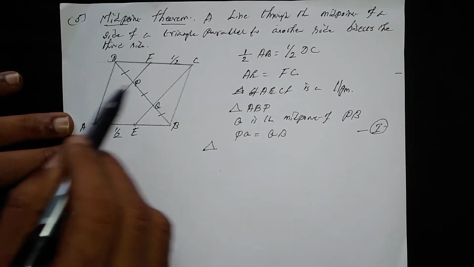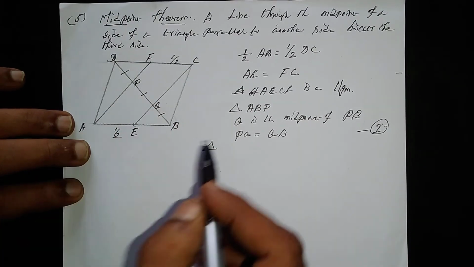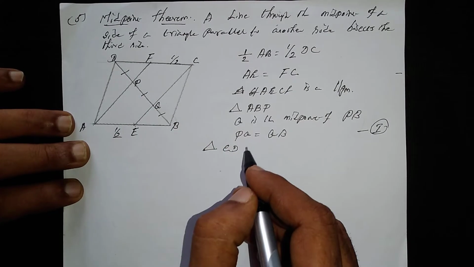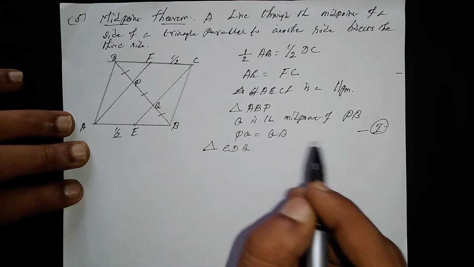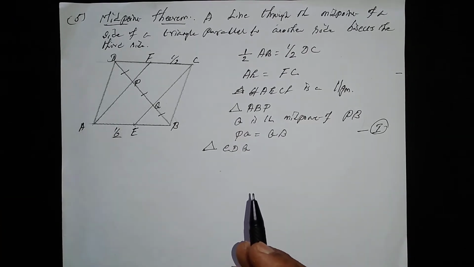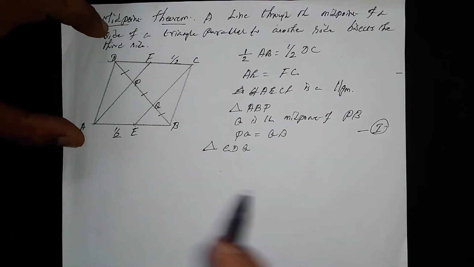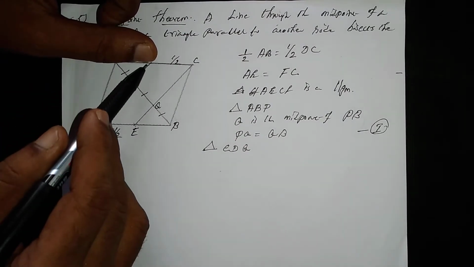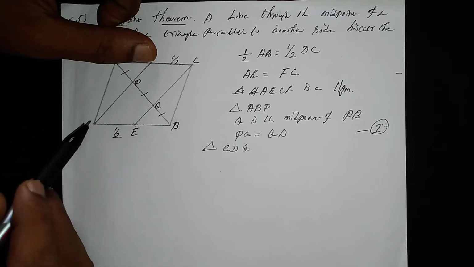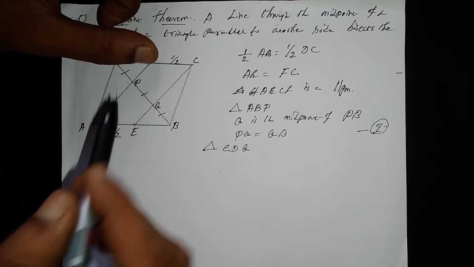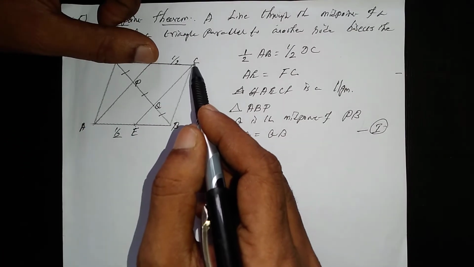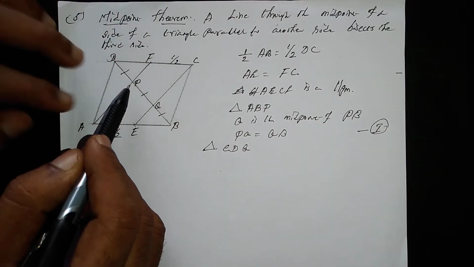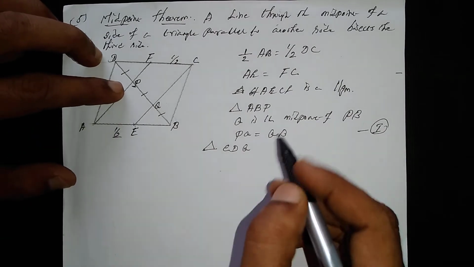In triangle CDQ, the same midpoint theorem we are going to apply. F is the midpoint, which is already given, and a line is drawn here which is parallel to CQ. So naturally it bisects the third side. So P is the midpoint of DQ.